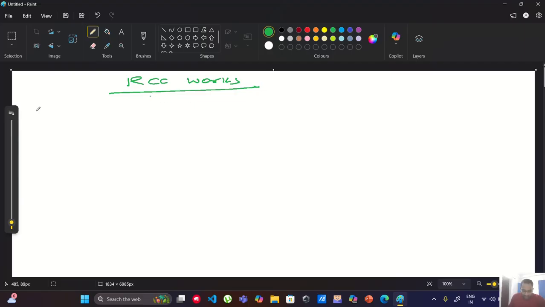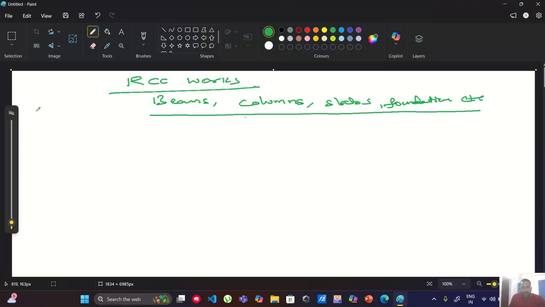So RCC works involve beams, columns, slabs, foundations, etc. These are all included in RCC works. So now how to calculate the rate analysis for these RCC works in beams, columns, slabs, whatever it may be. Before going to calculate the problem, let me give some introduction about this class.